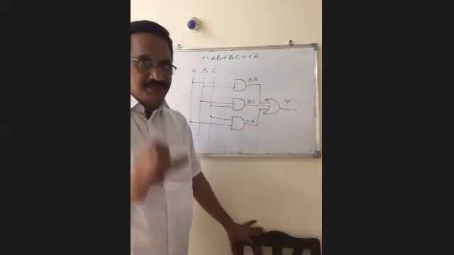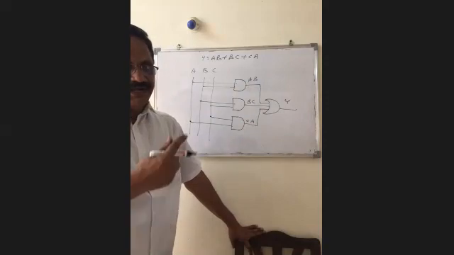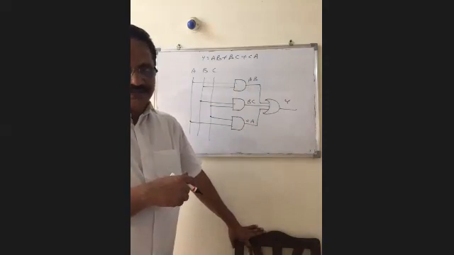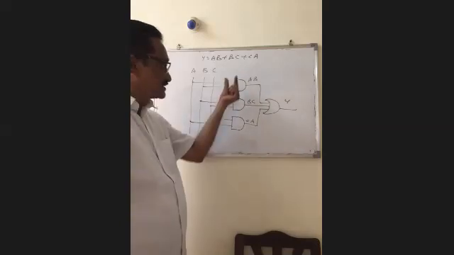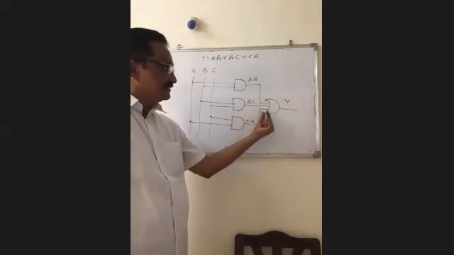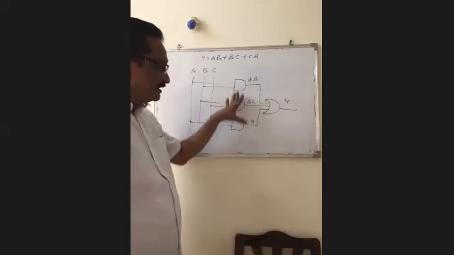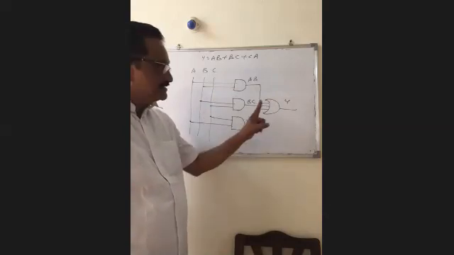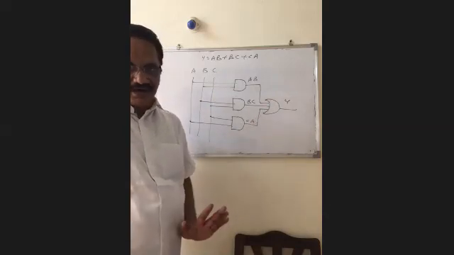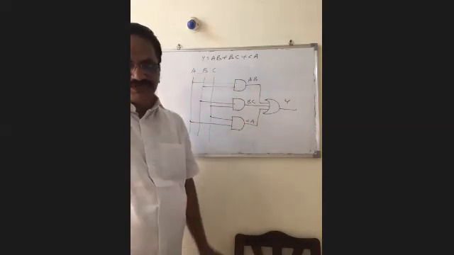And as a conclusion, to realize standard SOP expression, first level gates are AND gates, and the second level gate is an OR gate. These are all called first level gates. First level gates are AND gates, and the second level gate is an OR gate, to realize standard SOP expression.